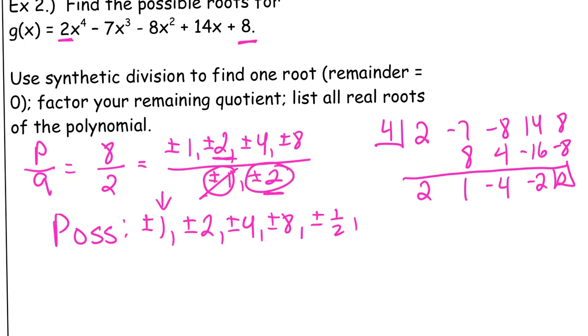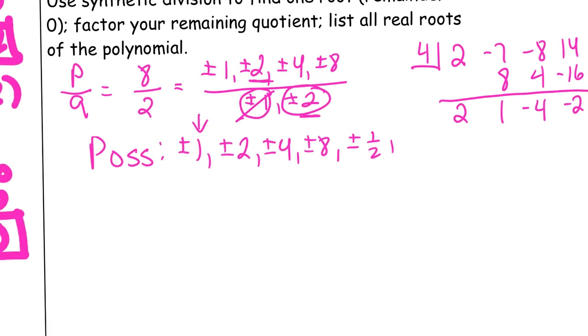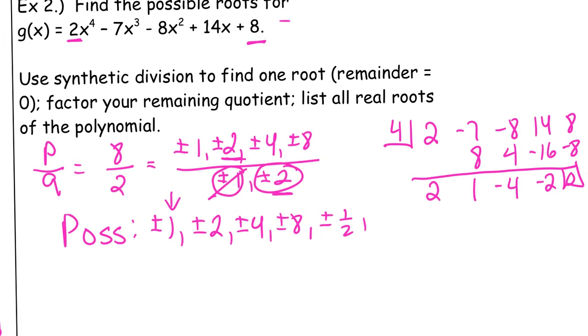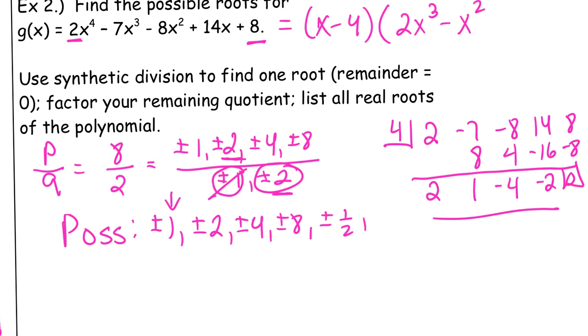Yay! I did it, and I was like, I'm pretty sure it's 4. It's either 4 or negative 4. Okay, so now let's see what we have. We currently have this equals x minus 4. And then this right here, remember it was the degree of 4, so now it's going to be a degree of 3. So we have 2x cubed minus x squared minus 4x minus 2.